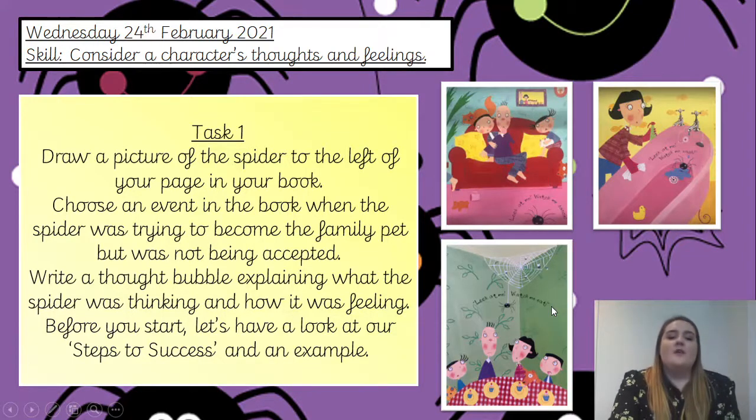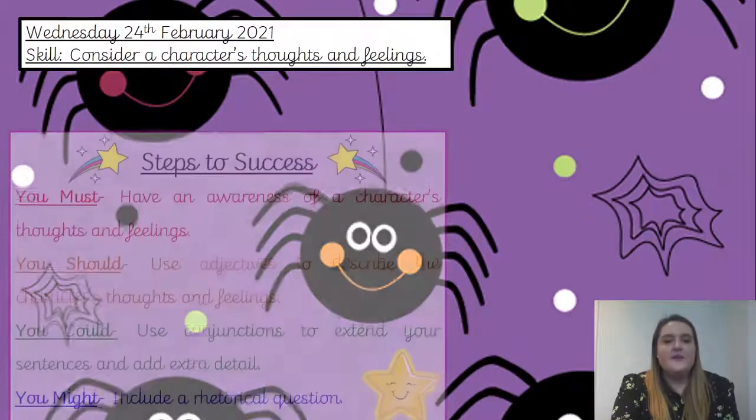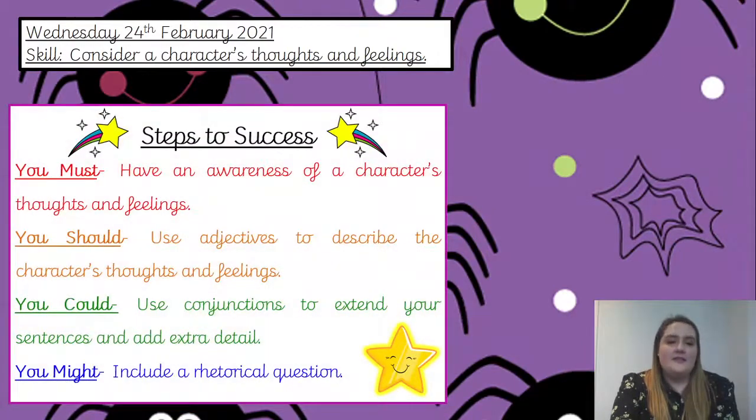Okay, you're then going to write a thought bubble, a short thought bubble, explaining what the spider was thinking and how it was feeling. And this is where your conjunctions come in. So you can always go back to that slide and have a look at the conjunctions to help you. So let's have a look at our steps to success then as to how we can complete this today.